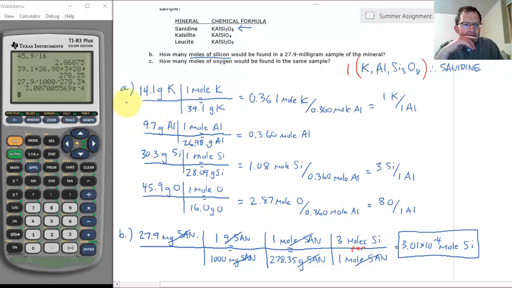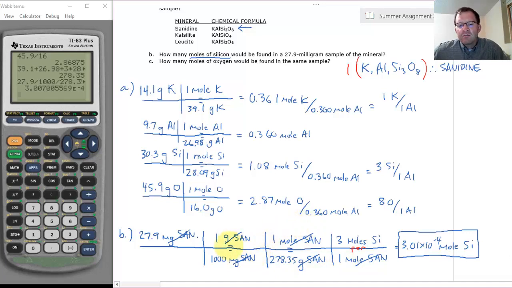Now, if you're wondering how I got 27.9 divided by 1,000 divided by 278, how did I do that? I just like to work this left to right. So it's really 27.9 times 1, divided by 1,000 times 1, divided by 278.35 times 3 divided by 1. I don't need to show the ones. You can just leave all the ones out because multiplying and dividing by ones does nothing, right?